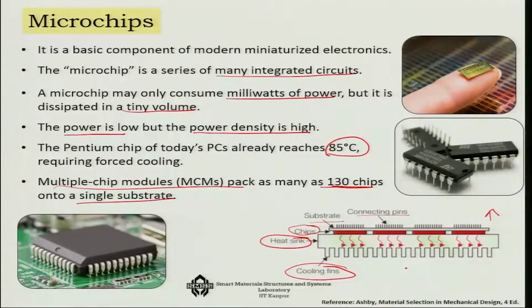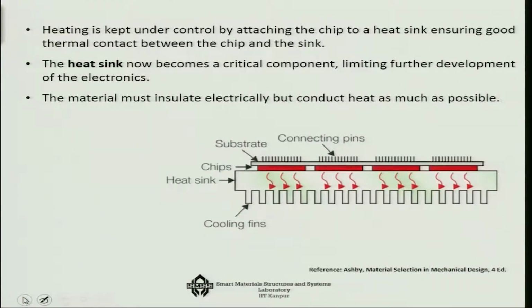Now, when we have to select a material here, the heating is kept under control by attaching the chip to this heat sink, which ensures a good thermal contact between the chip and the sink. So, the heat sink has now become a critical component limiting the further development of electronics. If you can make it more efficient, then you can pack more electronic circuits in a smaller area. So, the choice of material for the heat sink is very important.